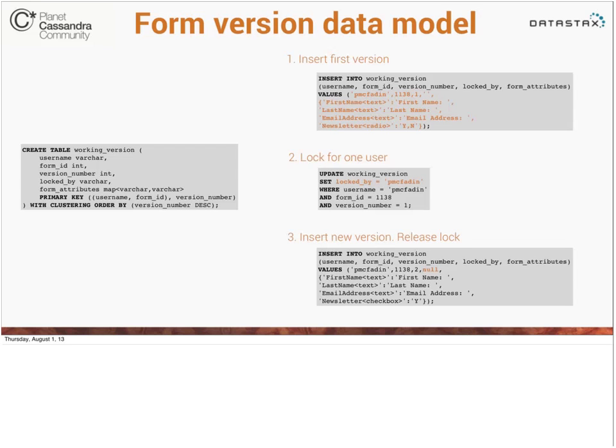Now, what happens whenever you insert a new version? So you want to put in version 2. Well, now what we can do to quote-unquote release the lock is just nullify that name, that lock by. So in one pass, you're pretty much releasing the lock. You insert your new data and take out the lock. It just doesn't exist anymore.